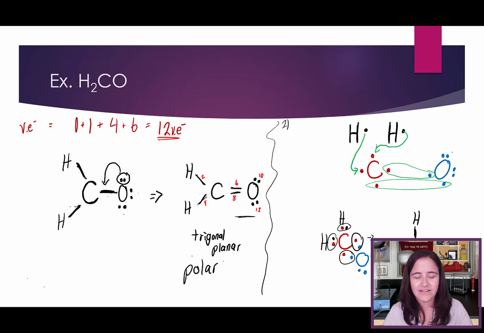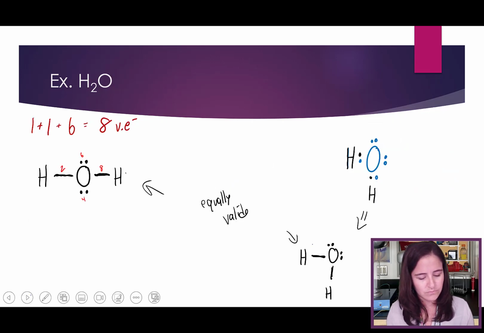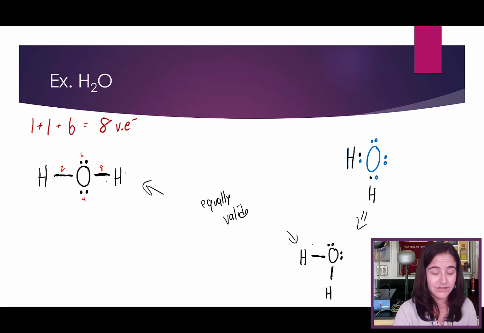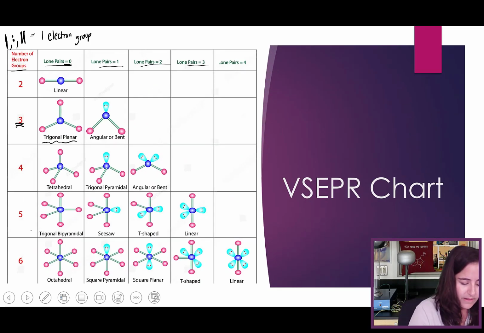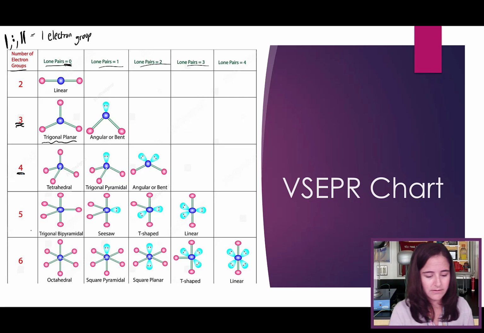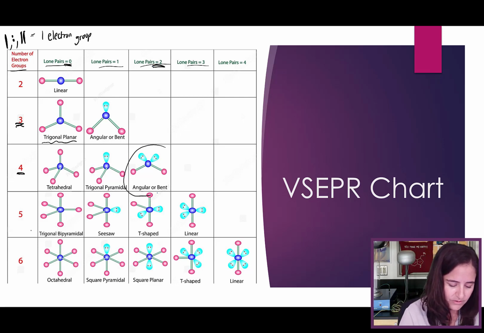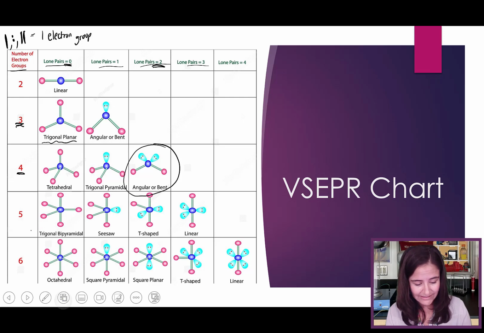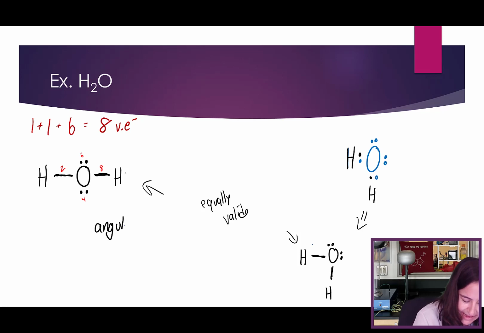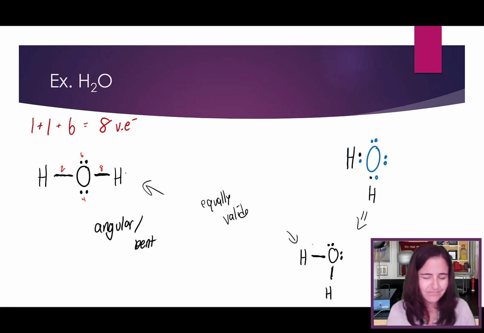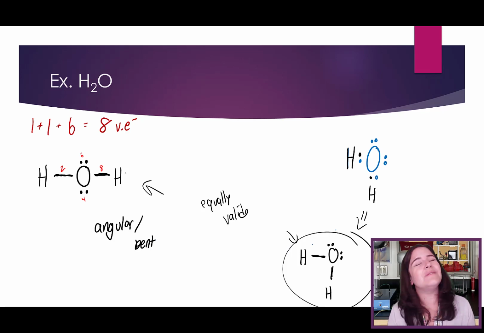Okay. Now, let's look at water. Water has two things connected to it and two lone pairs. So if we go to our VSEPR chart, okay, it has four groups around it, two bonds and two lone pairs. So that one is going to be angular or bent, okay? So if it's angular or bent, which model is a better model for it? Which Lewis structure is better? Yeah, okay. This one better shows the shape. It's not that the other one is wrong. It just can misconstrue the shape.